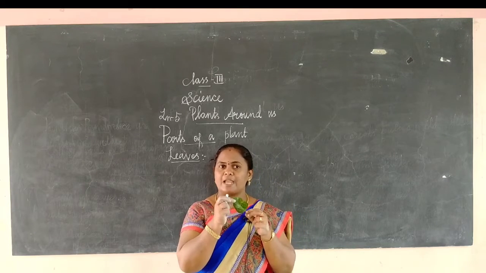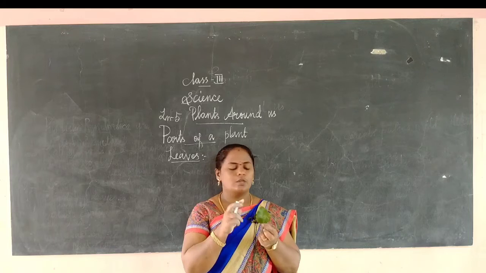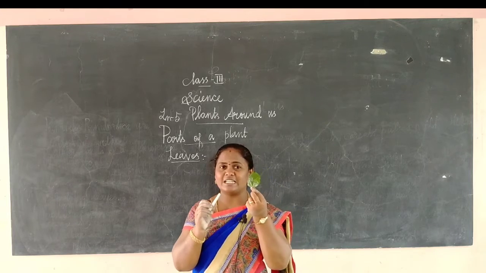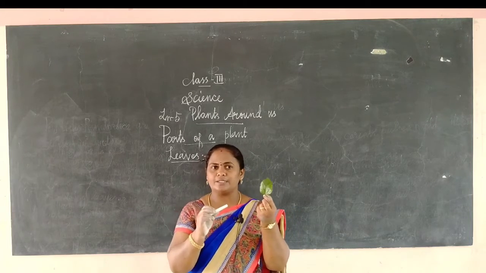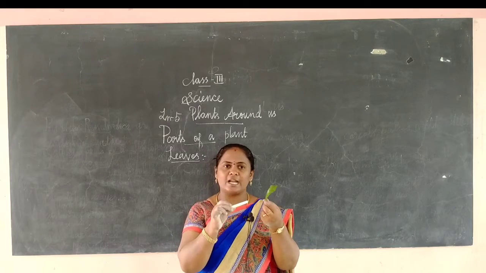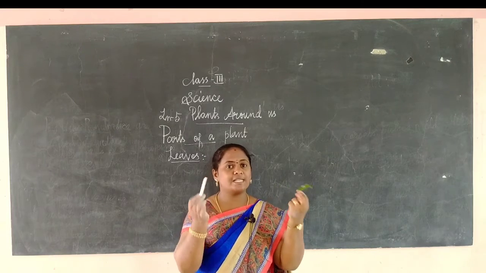Okay, we say it is the important part of the plant. Most of the leaves are green in color. Leaves on plants have different shapes and sizes.